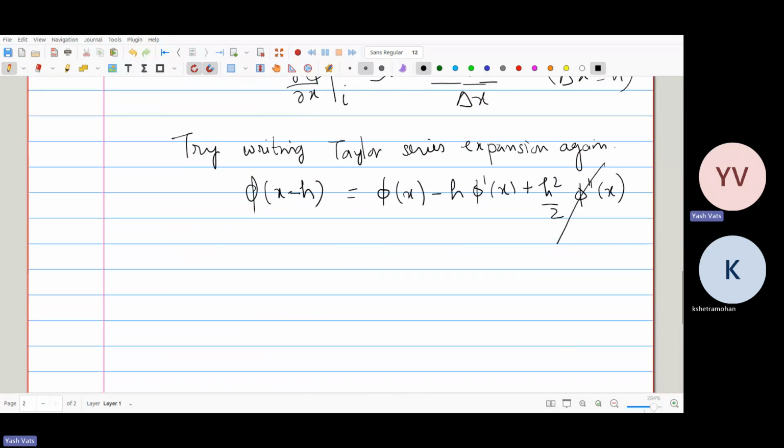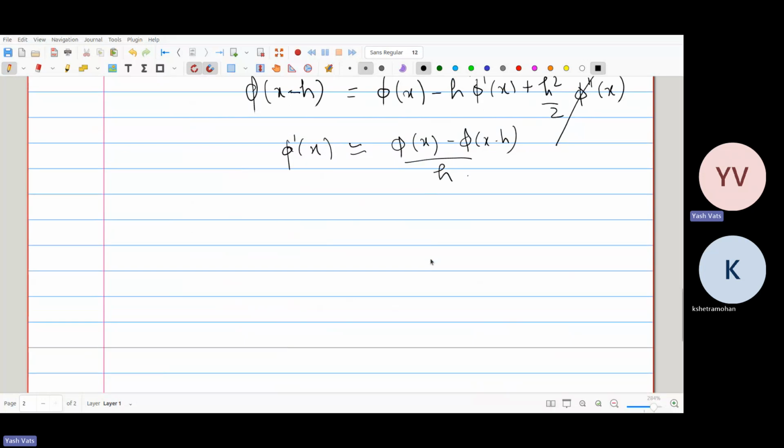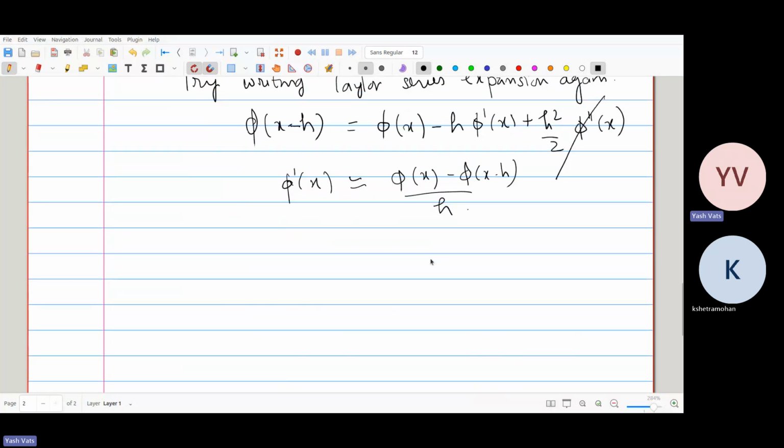So I can neglect this term and find phi prime x to be the same as phi x minus h divided by h, and that's the same. So it's easy. Like, how do you get it? The next thing discussed is finding a higher order approximation. So if you want to find a central difference, say, for central difference you do have a different approximation.